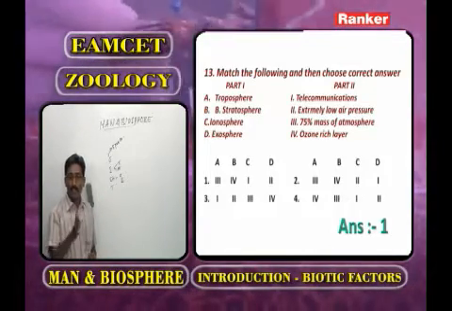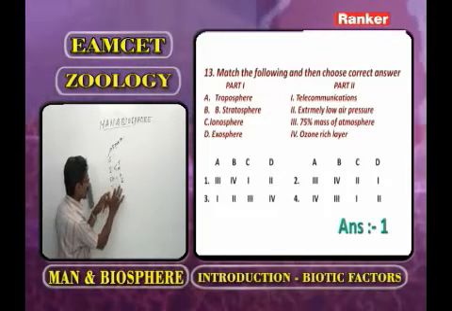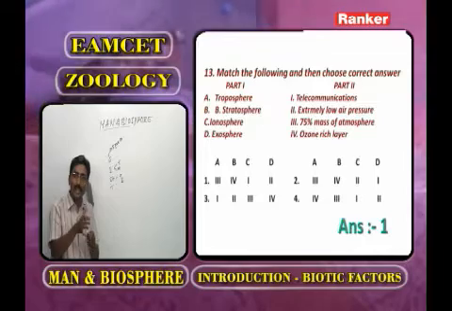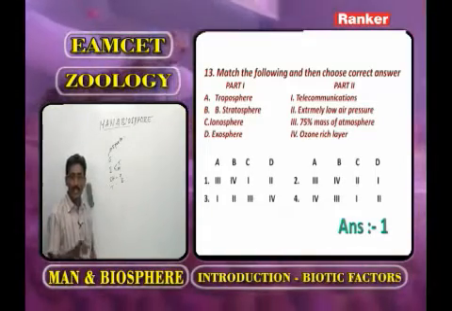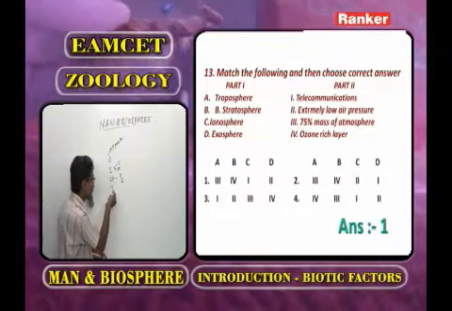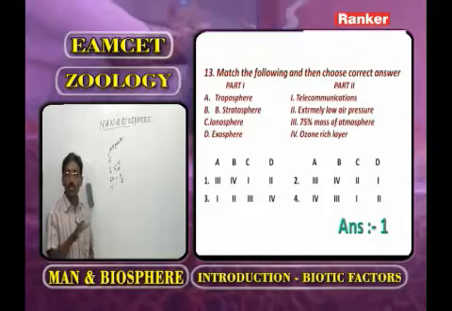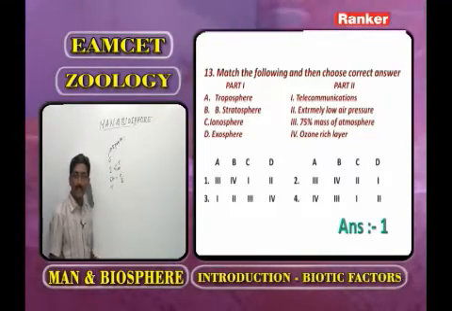75% of the mass of the atmosphere. This one we call the troposphere. Almost all the air mass is present in the troposphere, so 75% of the mass of the atmosphere is related to the troposphere. What is the fourth one? Ozone rich layer. That we call the stratosphere.